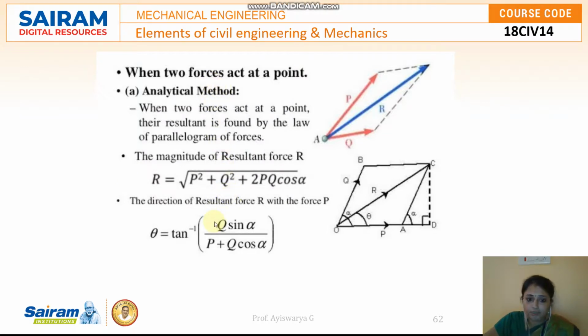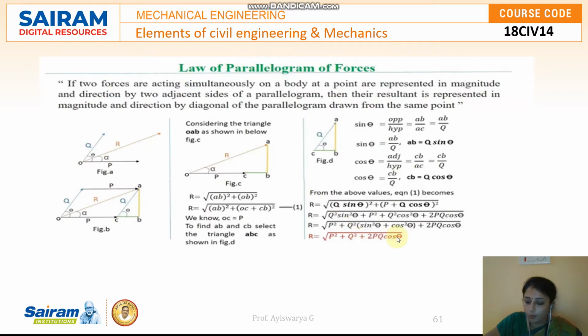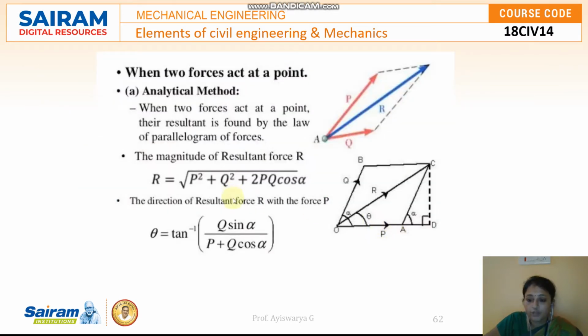If they are asking for the angle of inclination, with respect to the figure we drew earlier, it's tan alpha equals Q sine theta by P plus Q cos theta. If you take it as theta, no problem, you can continue as theta. If you take it as alpha, no issues, you can continue as alpha. Q sine alpha by P plus Q cos alpha. So these are the formulas for the parallelogram law.